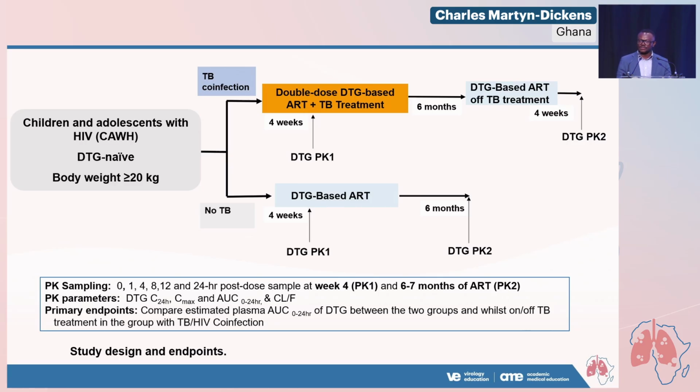For those not on anti-TB medications, we just did the sampling at 4 weeks and 6 months. Our primary endpoint was to compare the plasma area under the curve of DTG between the two groups.